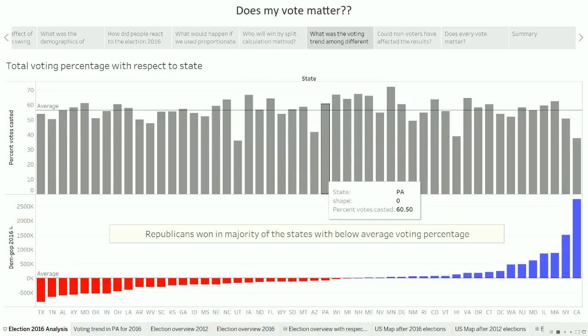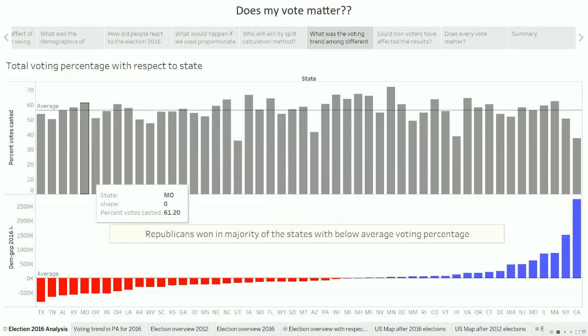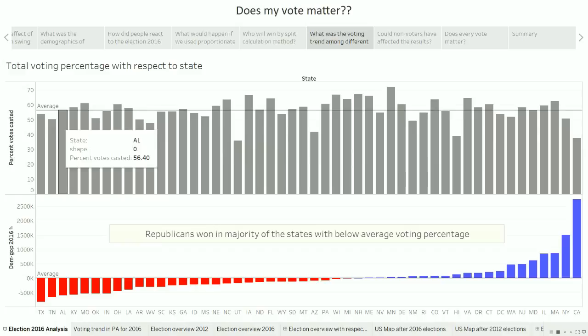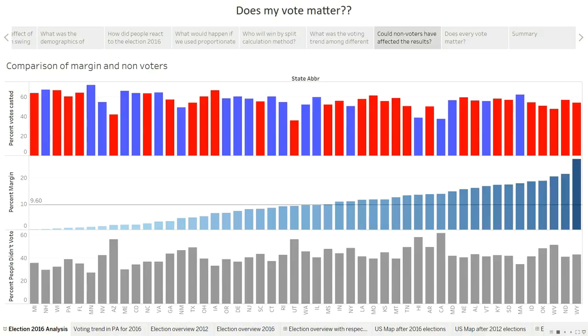The bar chart on the top shows the percent of people who voted, with the average percent of voters being 54.49%. At the bottom, we have the winner party in that state. We can see that the Republicans have majorly won in the states where the percentage of voting is below average, and Democrats won in the states where the percentage of voting is above average. Now let's see if the people who did not vote could have made a difference. The bar chart on the top shows the percent of people who cast their vote and the party that won in that state.